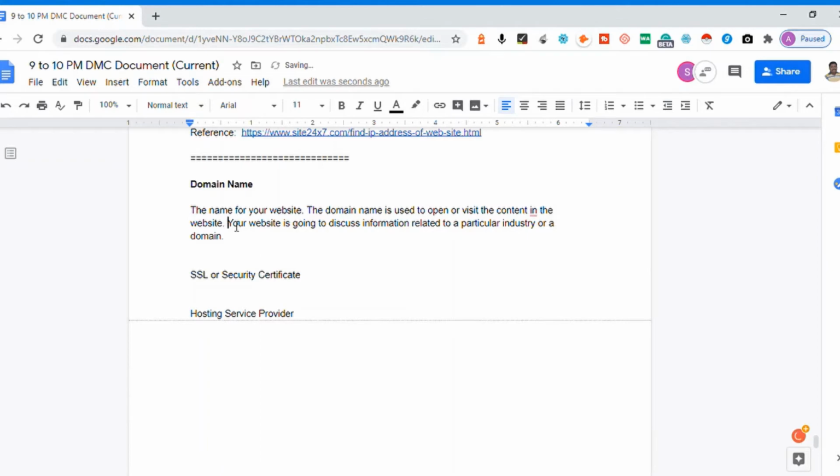There are lots of websites like amadukkumar.com, google.com, facebook.com, youtube.com. These are all websites, and the name is called the domain name. You can register, buy, and use a domain name by yourself. It is the name of your website, and your website is going to discuss more related to a particular industry, a topic, or something like that.